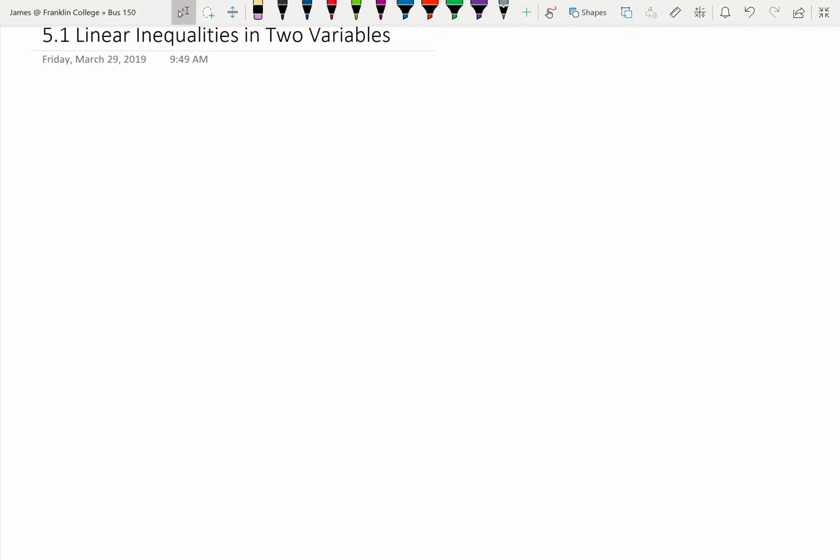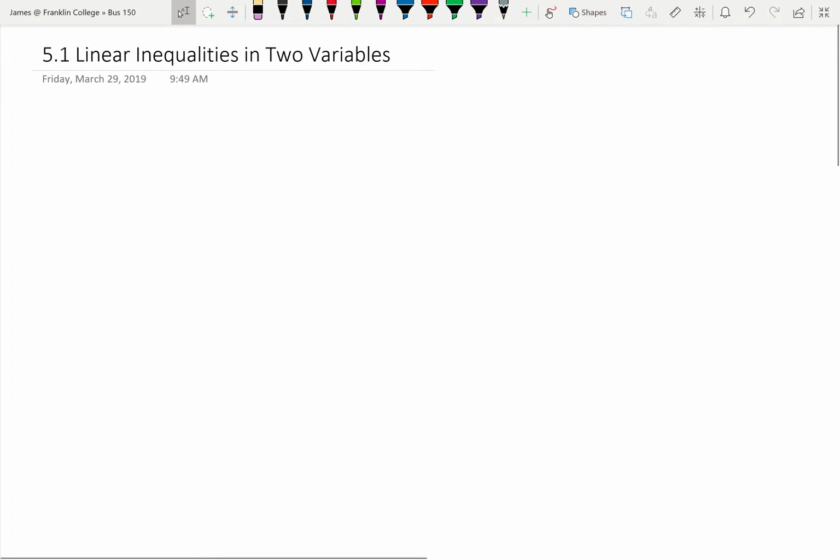Alright, so today we're going to be dealing with linear inequalities in two variables. So we've done examples so far in class where we're like x is greater than 5. So that's a linear inequality in one variable. And if you remember graphing this, we would have to plot it on a number line.